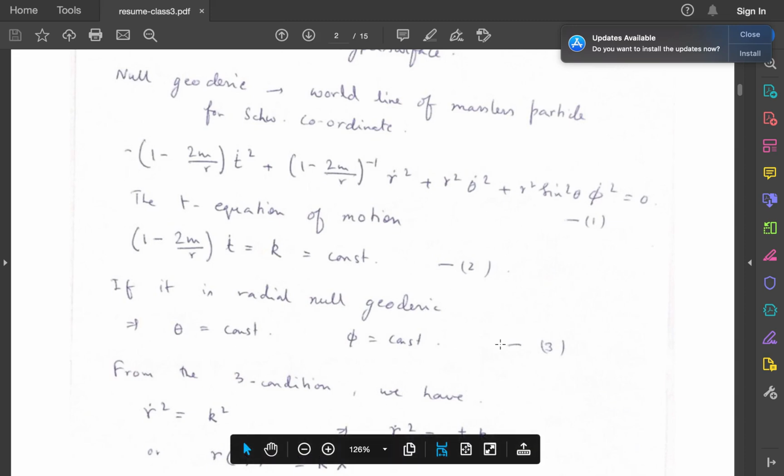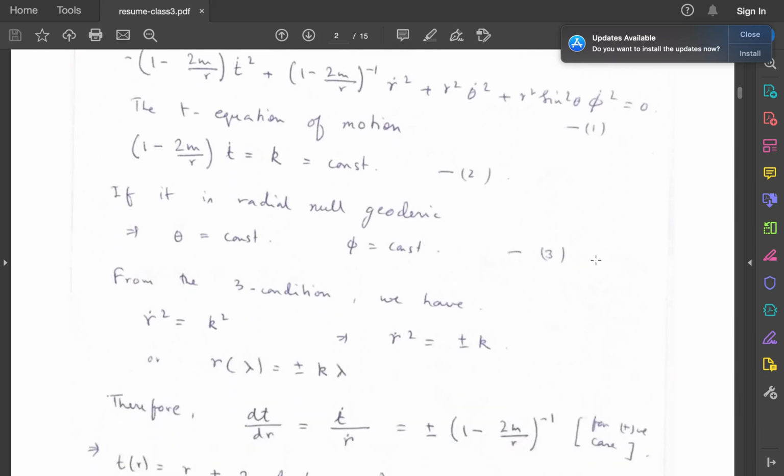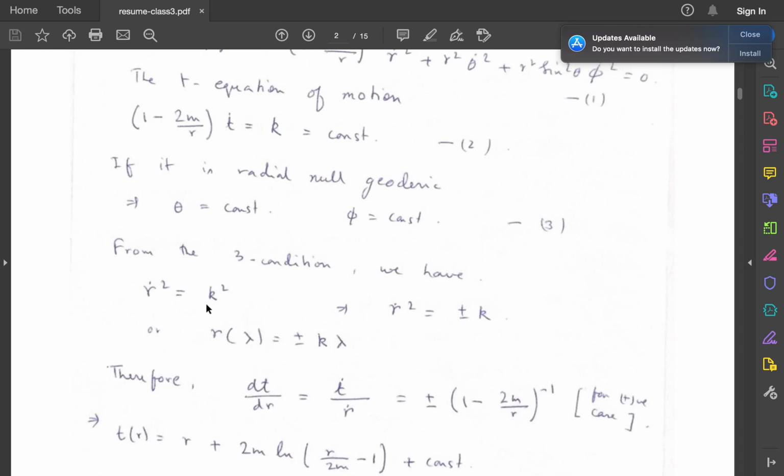So we have these three equations. Now we can solve these three equations and find that r dot squared is given by k squared, some constant. Okay, so r dot, there will not be any square here, r dot equals plus minus k. So we can write that r of lambda, where lambda is the affine parameter defining this photon or light ray, is given by plus minus k lambda.